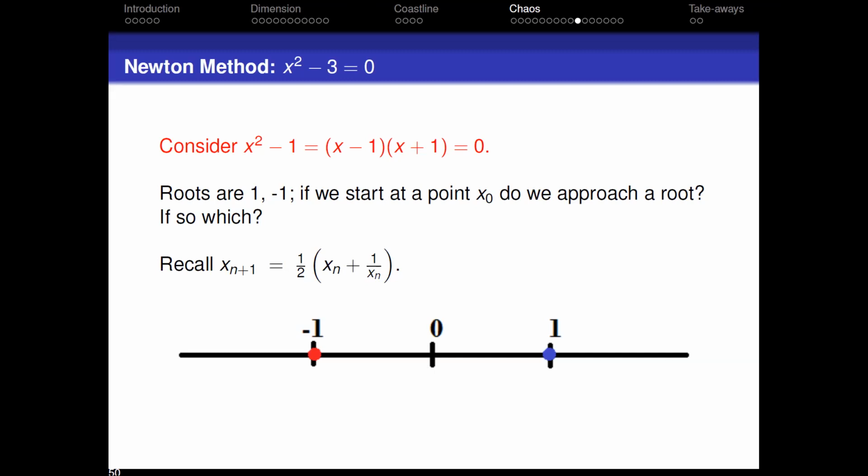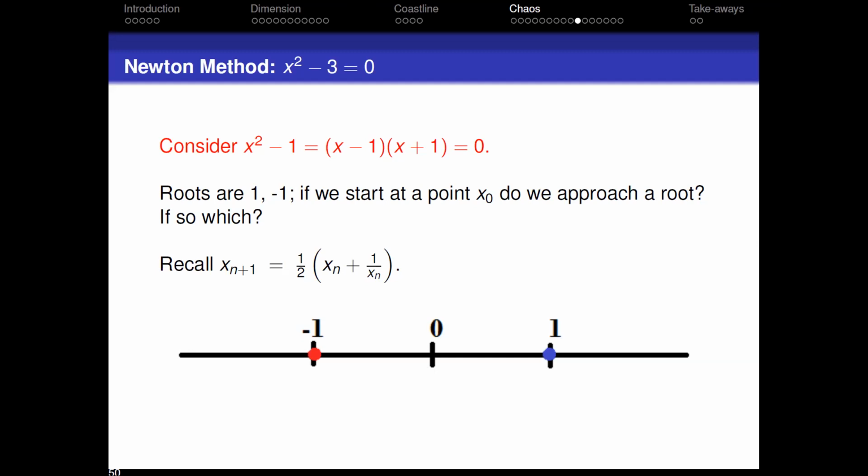Does anybody want to tell me which points they think will converge to the root 1? Anything above 0. And in fact, if you look at x n plus 1, if x n is positive, it stays positive. That doesn't mean it's going to converge to 1, but we know that anything that's positive can't converge to negative 1. Similarly, if you start off negative, you stay negative. So before doing any calculation, I can just quickly look at this at a high level and see what's going on.